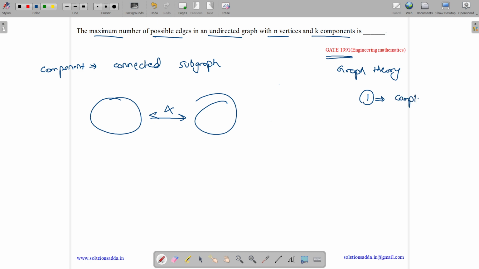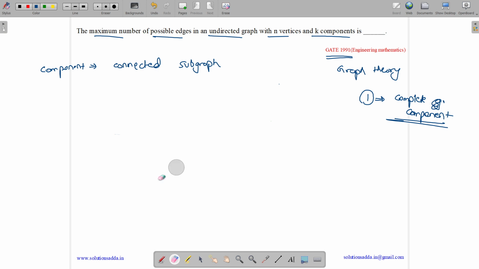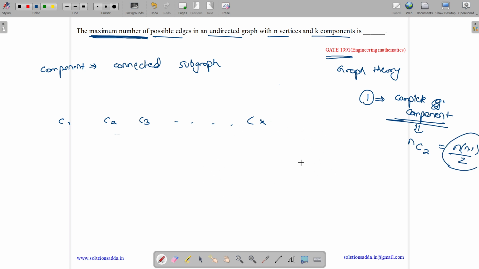When it is a complete graph, or we can say a complete component. A complete component has maximum number of edges in case of a single graph. Now here we are given that we have k components. Let us suppose it is component 1, component 2, component 3 up to component k. As we want to find out the maximum number of edges, and the maximum number of edges is when it is complete, and the formula for complete is nC2, or we can write n into n minus 1 by 2. So we will get maximum number of edges when we have maximum vertices in one component.